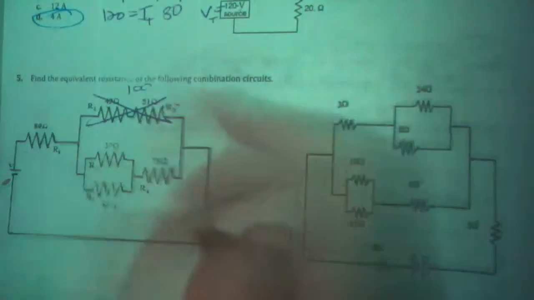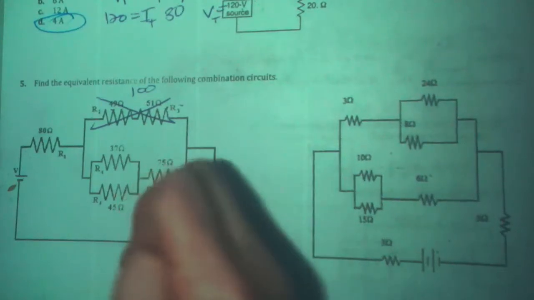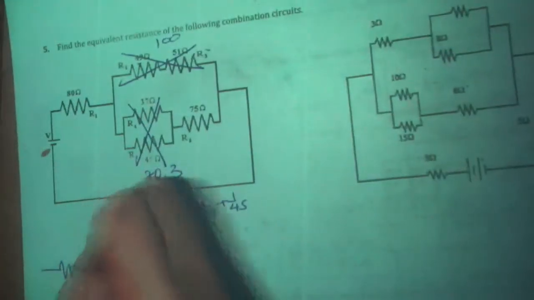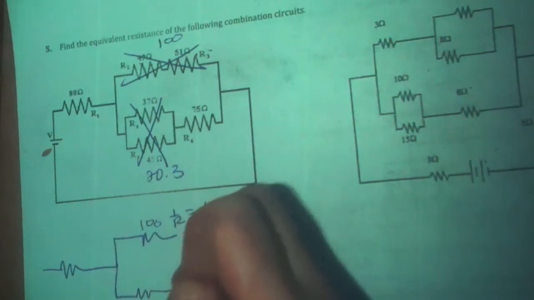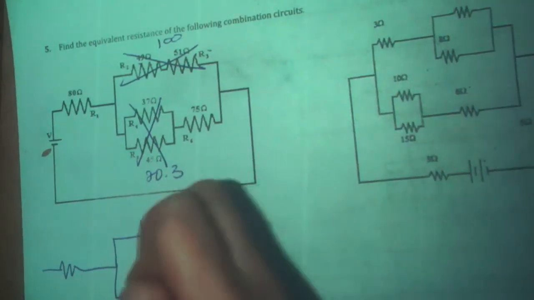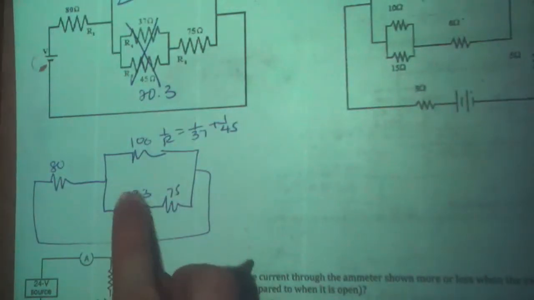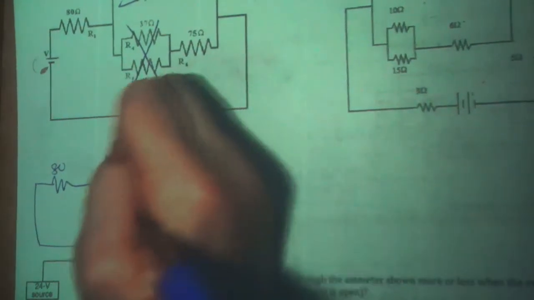These two are in parallel, so we'd have to do the 1 over 37, 1 over 45 to get what that resistance right here is. So that becomes 20.3. So I'm going to redraw. We've got 80 right here, we've got 100 right here, we've got 20.3, and we've got 75. Like this, and this is 80. So first you need to combine these. 20.3 plus 75, that just becomes 95.3. So I'm going to replace this with 95.3.